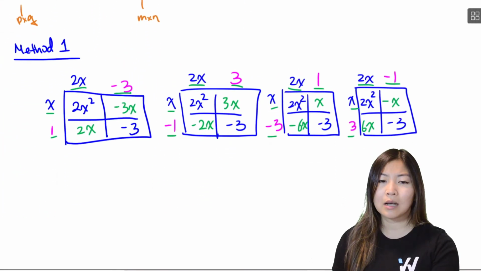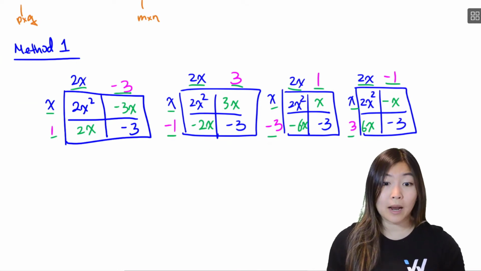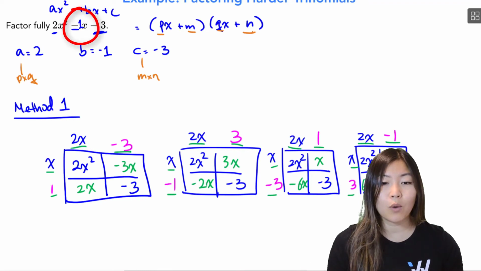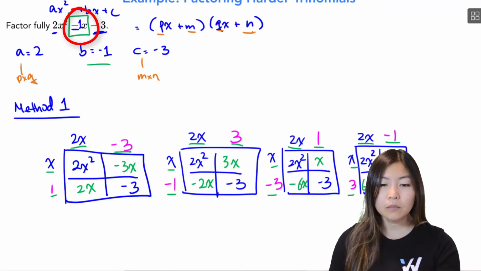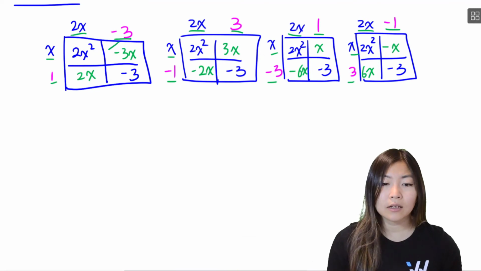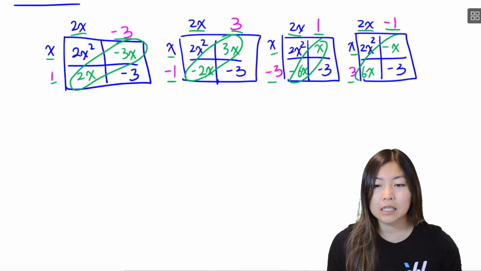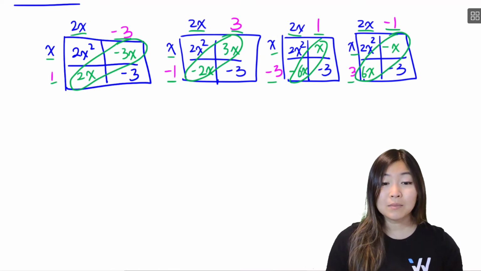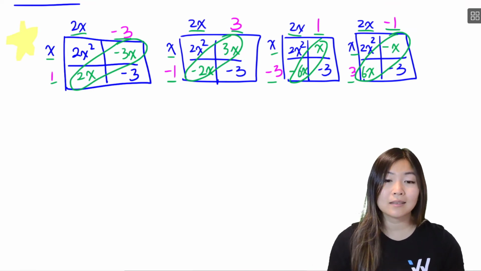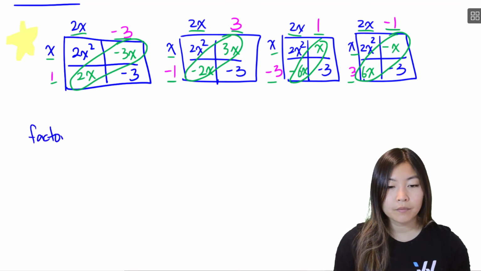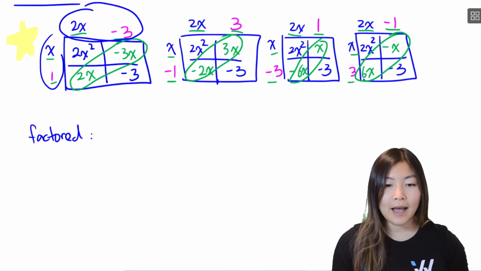Now, you might be asking, Jess, out of all 4 of these, how do we know which one's correct? Well, if you look back at the question, we need the crisscross product to add up to negative 1, or negative 1x. So if I look at these, look at the diagonal here. Which combination adds up to negative 1x? That's the one that we want. So it seems like number 1 is our winner here, because negative 3x plus 2x is indeed negative x. So then the factored form is going to be 2x minus 3 and x plus 1.